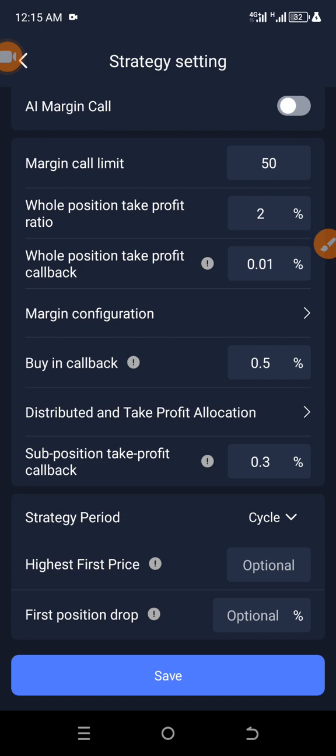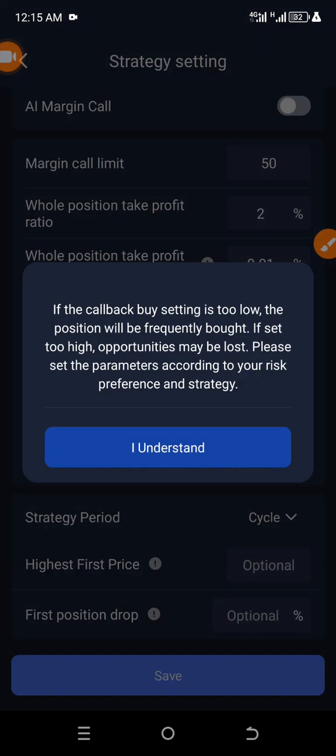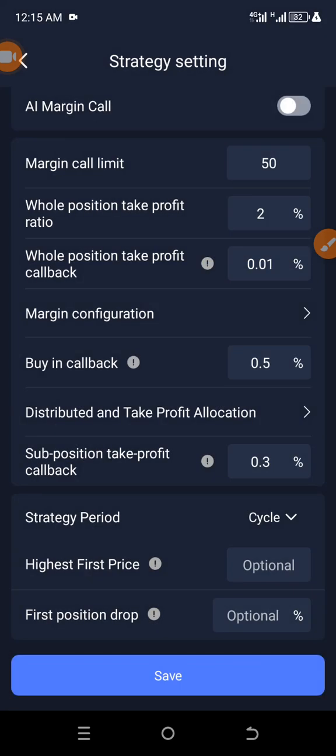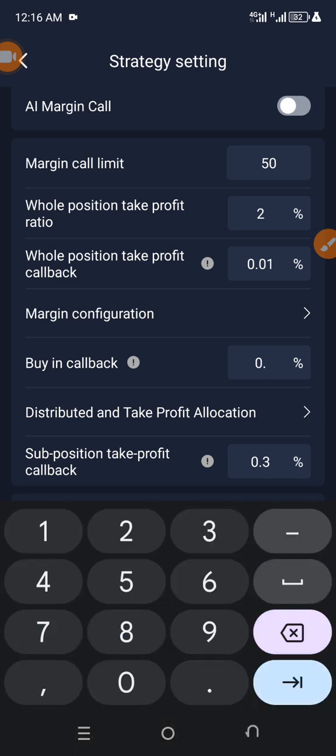Now, the buy and callback also has its own meaning. Let me click this and let's read. If the callback buy settings is too low, the position will be frequently bought. If set too high, opportunities may be lost. We set the parameters according to your risk preference and strategy. So the buy and callback simply refers to how swift the robot will buy the tokens when they are down or when they are up or something like that. So you change that one to 0.01.